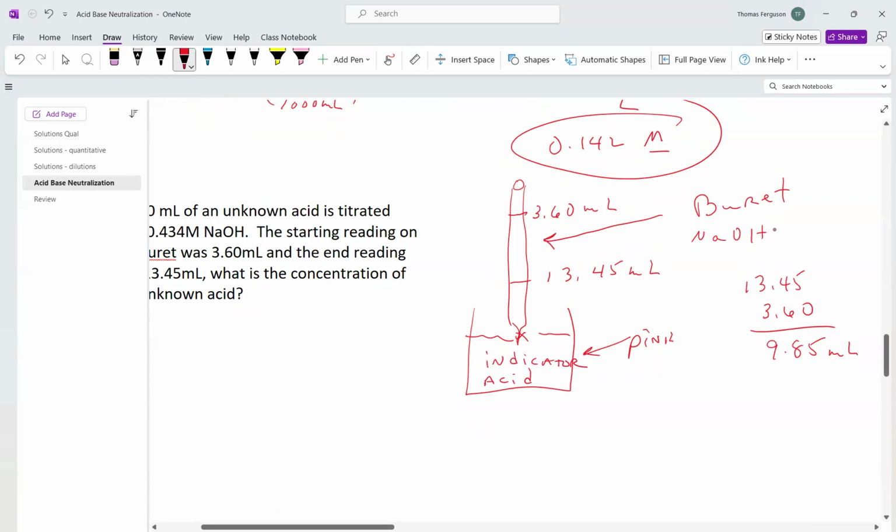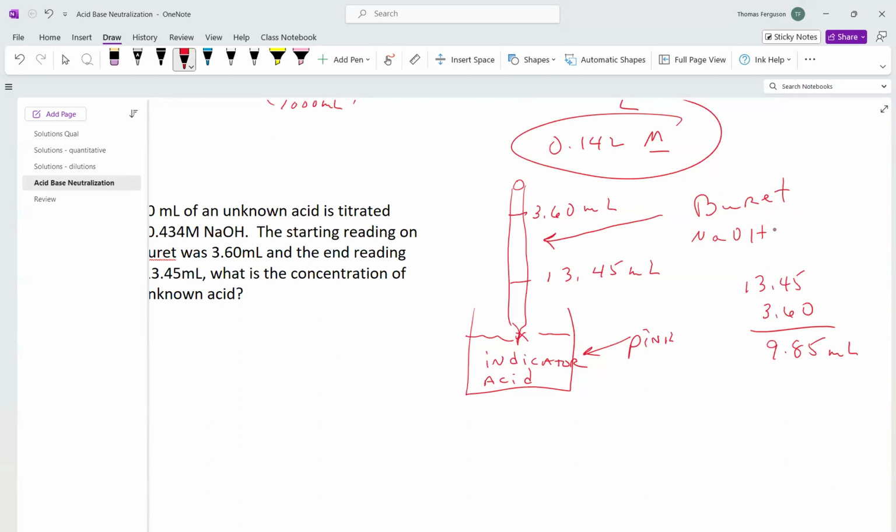Now make sure you put indicator in there. If you don't put indicator in there, you're not going to know when you're at the end point or equivalence point. If in doubt, put it in anyway. It doesn't hurt to add extra drops. You only need like 3 drops. But if you forgot whether you put it in or not, you just add another 3 drops. Not a big deal at all. Here is the amount of drop.